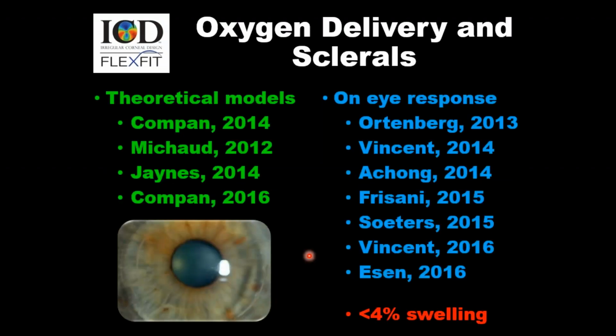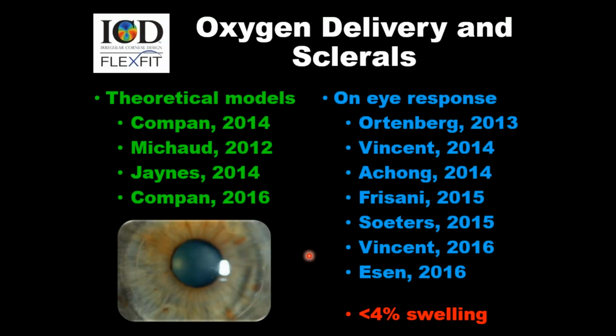Now, oxygen delivery in sclerals has always been a contentious topic ever since the beginnings of scleral lenses, certainly because the early scleral lenses were made with PMMA without any oxygen permeability. But the modern scleral lenses, with their 100 DK materials and higher, have been drawn into question related to, are they providing enough oxygen permeability?